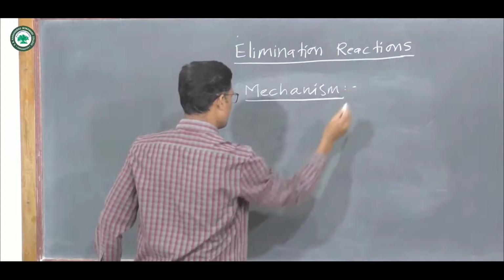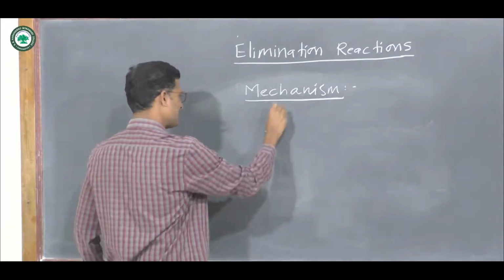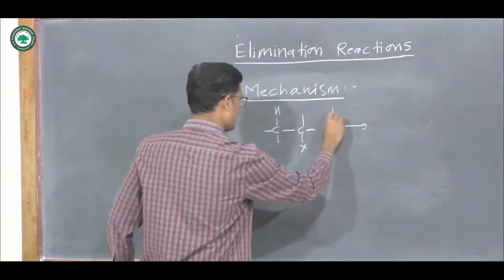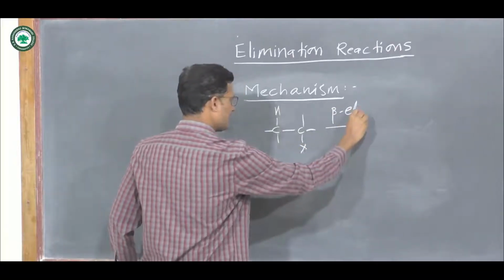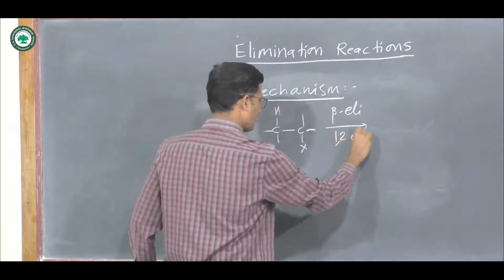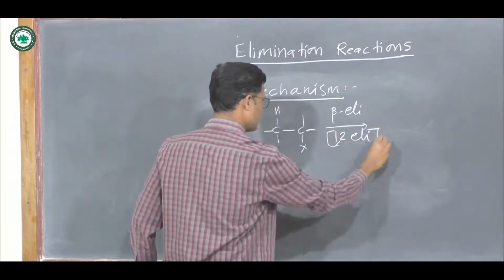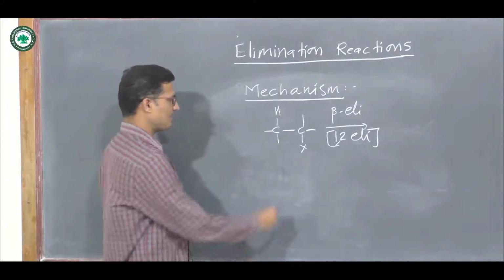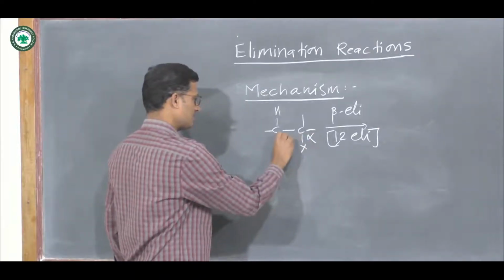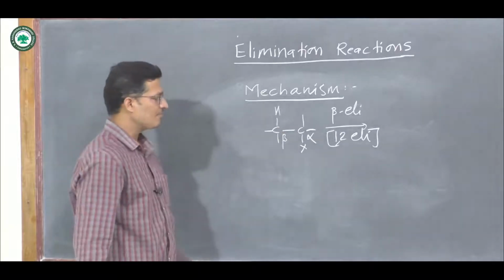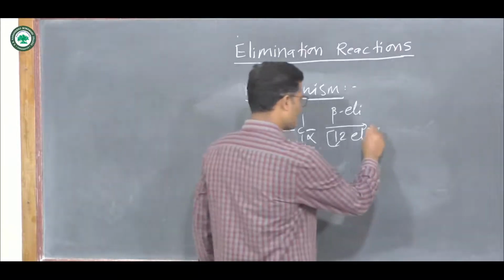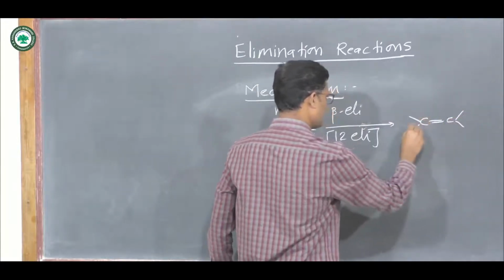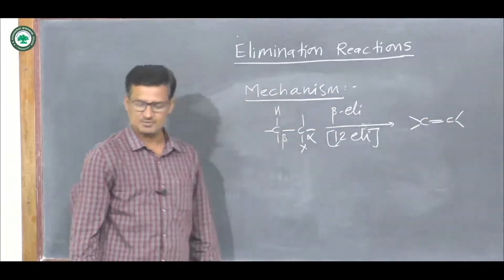When we think of the mechanism, we take a simple example. This one we call the beta elimination or 1,2 elimination. When the reaction takes place, we remember what happened. This is the alpha carbon, this is the beta carbon. When the product formation takes place, we get an alkene as a product.